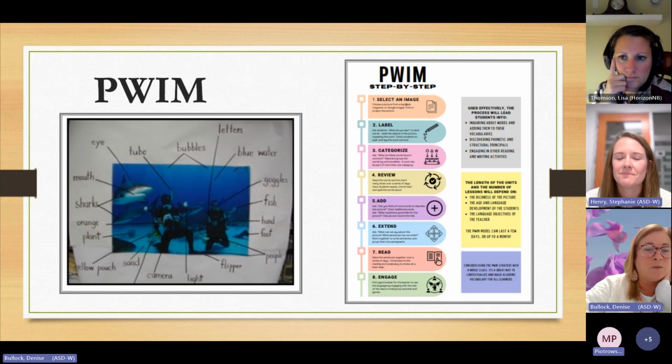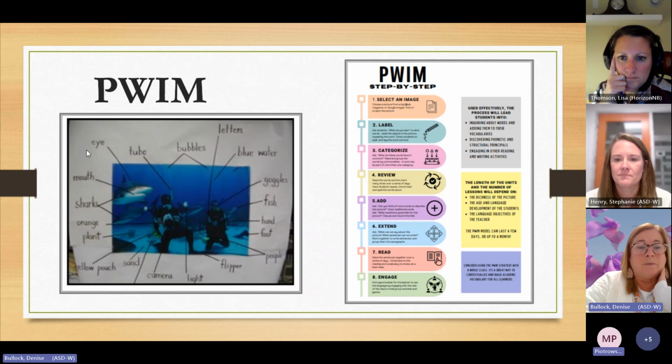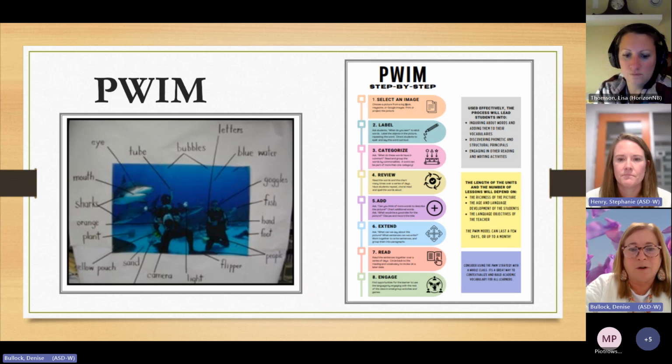And that is something that you could review a few times so that they get exposed to the different vocabulary and the words. And again, they get used to seeing these vocabulary words in the pictures that they labeled, and then how they can use that to help them write, whether it's a story or a paragraph or whatever.